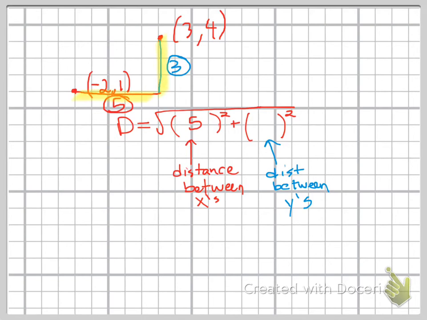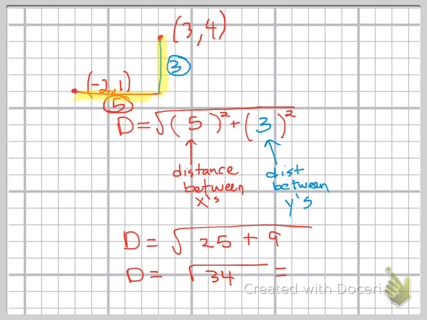So those are my two distances. The distance between x's is 5. The distance between y's is 3. You can see it there. That's what goes in those parentheses. So if I finish this up, 5 squared for the distance between the x's squared, 3 squared, distance between y's squared, and then squaring, I get 25 and 9, add them to get 34, and in the end you just take the square root of that, I get 5.83.